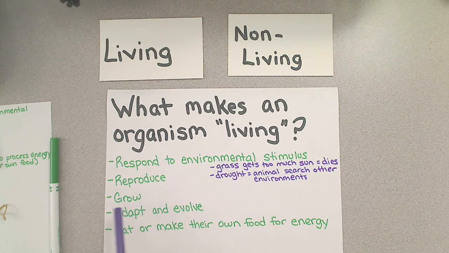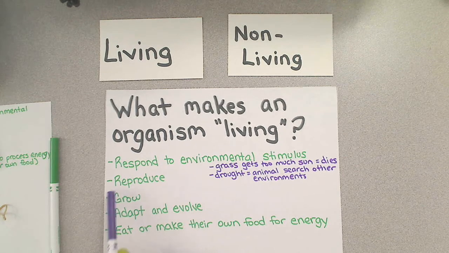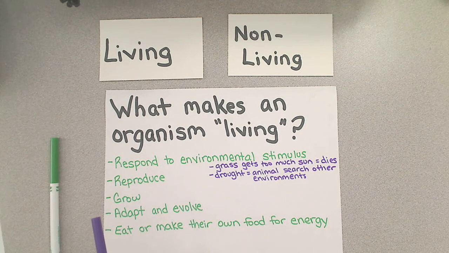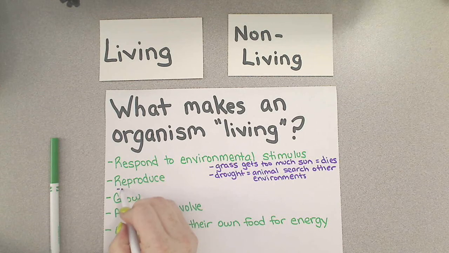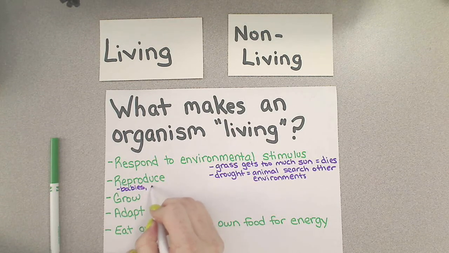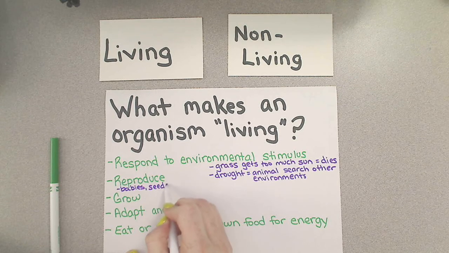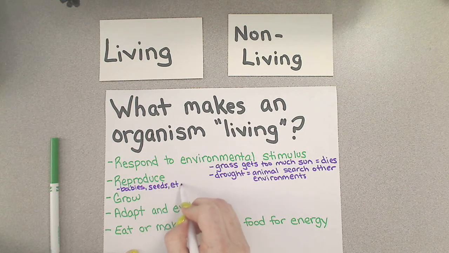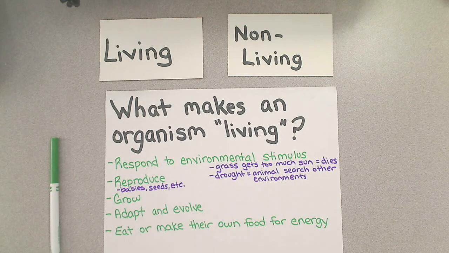All right. So the next thing is that if an organism is living, then that means that they reproduce. They have babies, they create seeds. New life comes from them in some way, okay? So whether this is babies or seeds, etc., they reproduce somehow.